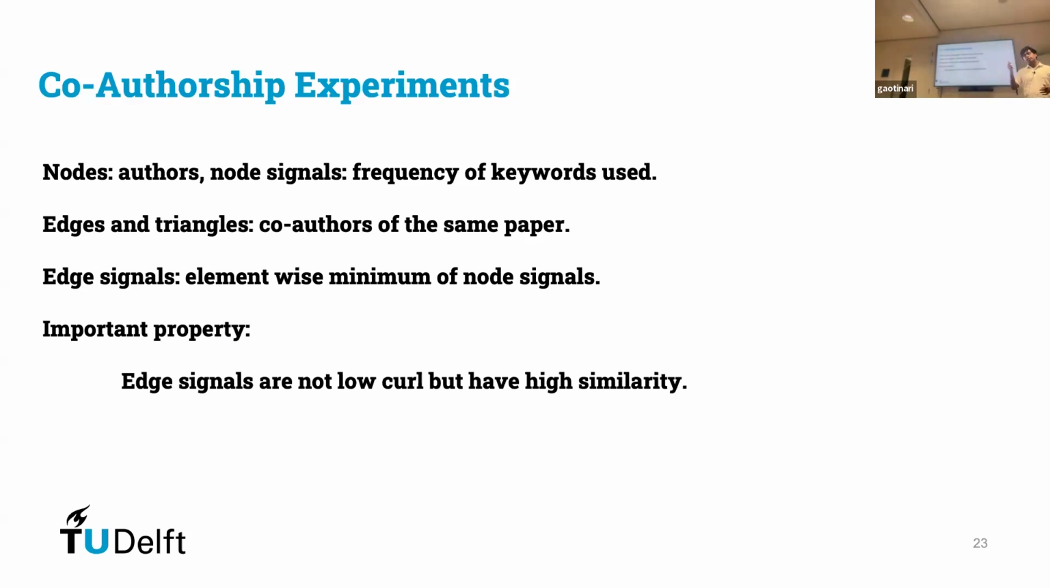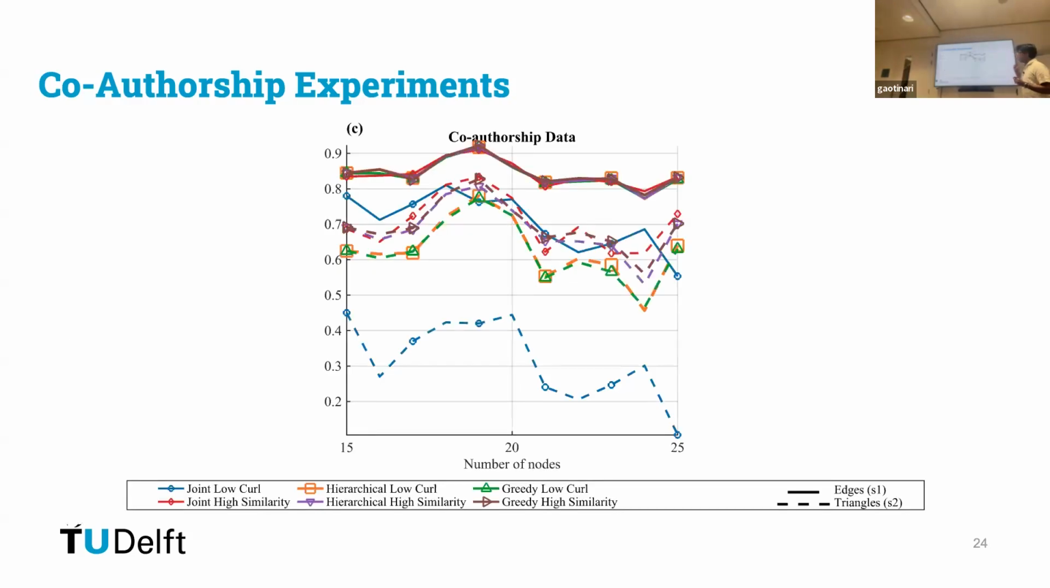What we observe from the data itself is that the edge signals are not low curl, as I mentioned before, which you can imagine, right? Why would frequency counts of authors' keywords be closed in a triangle? But they are indeed similar. If three people write a paper, they have similar fields, which means they have similar keywords. It is important to note that the prior of having low curl is not true on this real data set, but high similarity is.